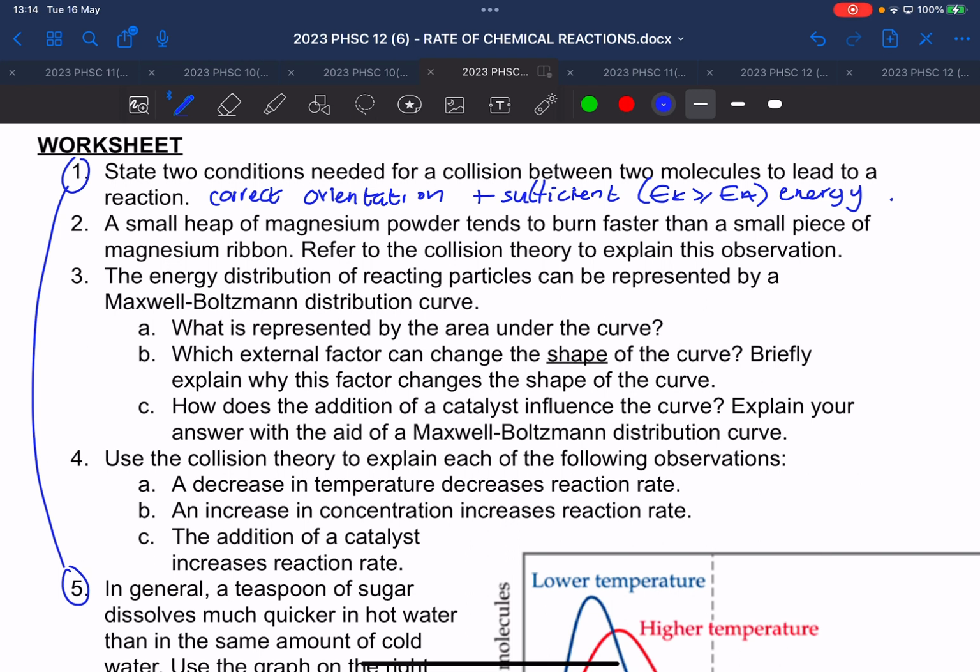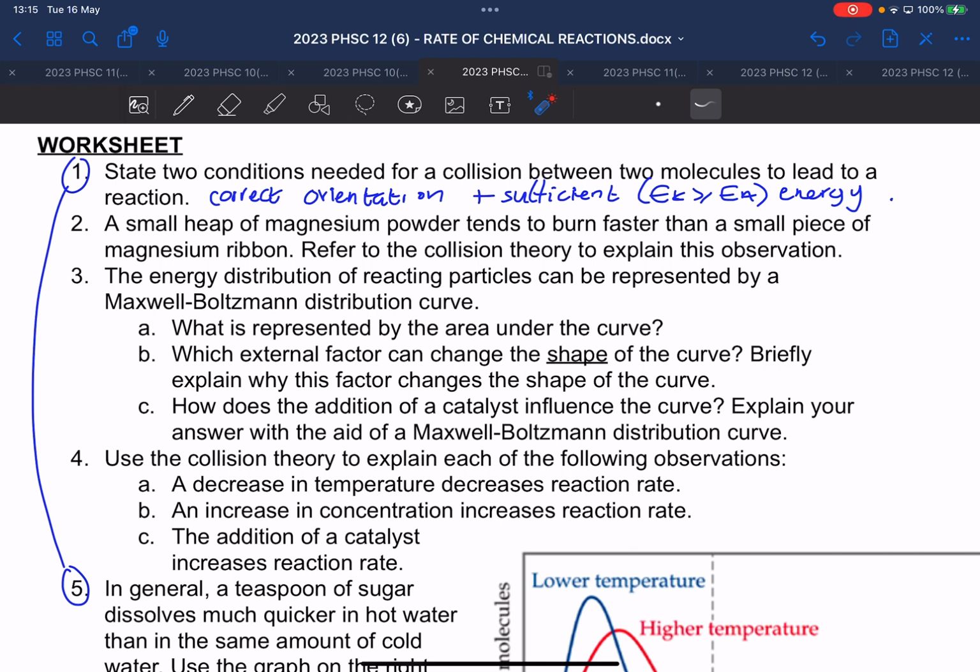Okay, good, but you're missing something. So you copied word for word from the notes, which is fine, but they're asking specifically between magnesium powder and magnesium ribbon. Then you must say magnesium powder is divided more finely than magnesium ribbon. So just tailor it a bit, change it a bit, so that it fits the question.